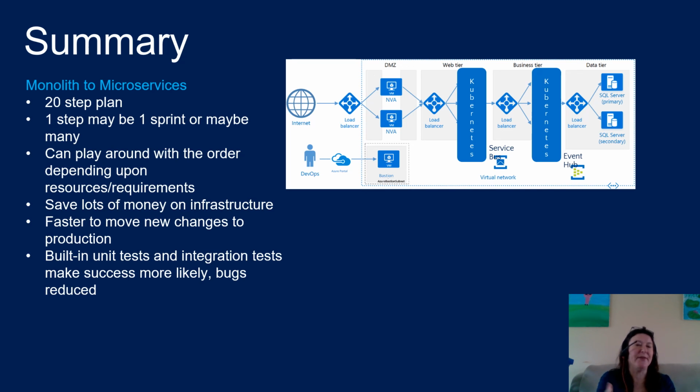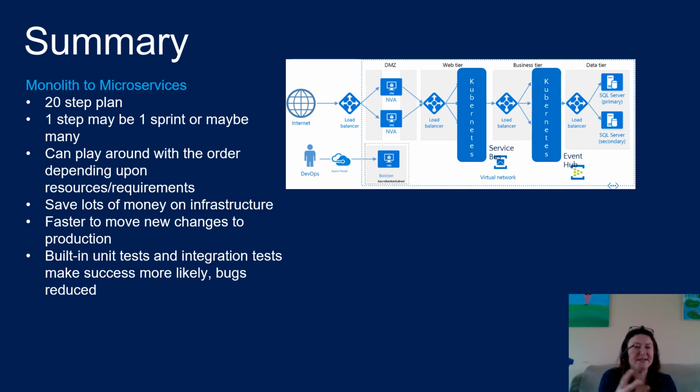One step might be the equivalent of one sprint, for example. Remember that the middle tier and the front end tier can be done at the same time in parallel. You can play around with the order of the baby steps as you want to, depending on resources and requirements. But the big thing is that you can save a lot of money on infrastructure, especially on the scaling up and scaling down, because you only pay for the high level of infrastructure when you've got the high demand. You don't pay for it all the time in case you get the high demand. You just pay for it when you have got high demand, and then it scales back down again.